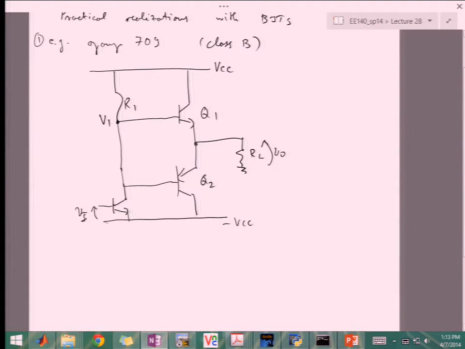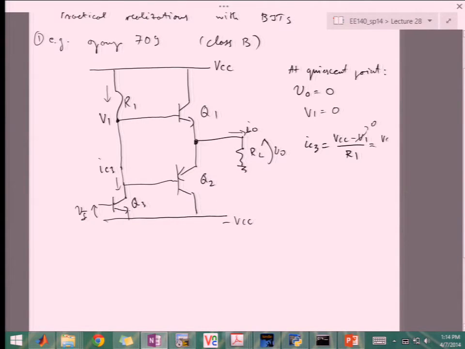Can label this node as V1. So at quiescent point, we said that VO is zero. So there's no current going through the RL. And then just by the symmetry of the two junctions, V1 will also be equal to zero at that point. So if you're looking at IC3, it will be VCC minus V1. It's basically the same as current that flows through R1. So this is zero, so it's approximately VCC over R1.